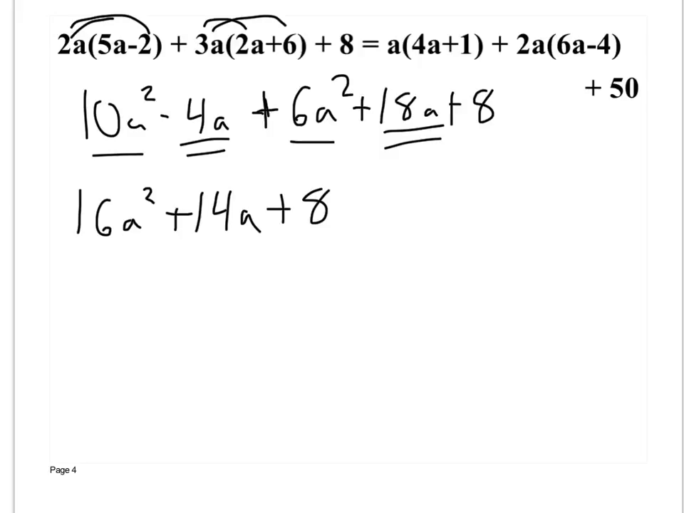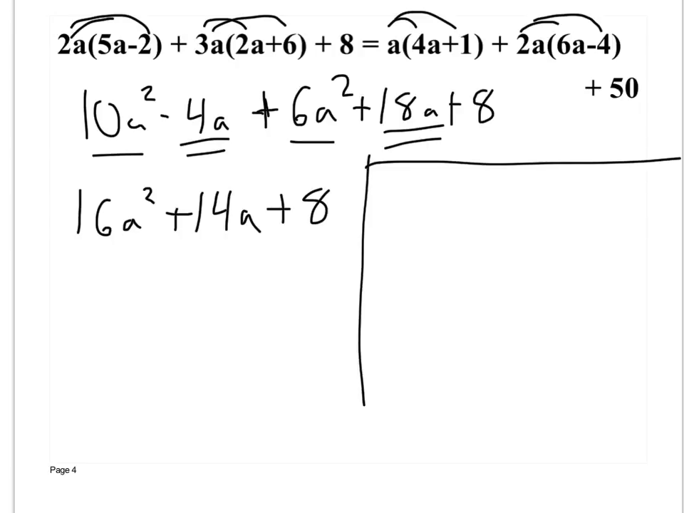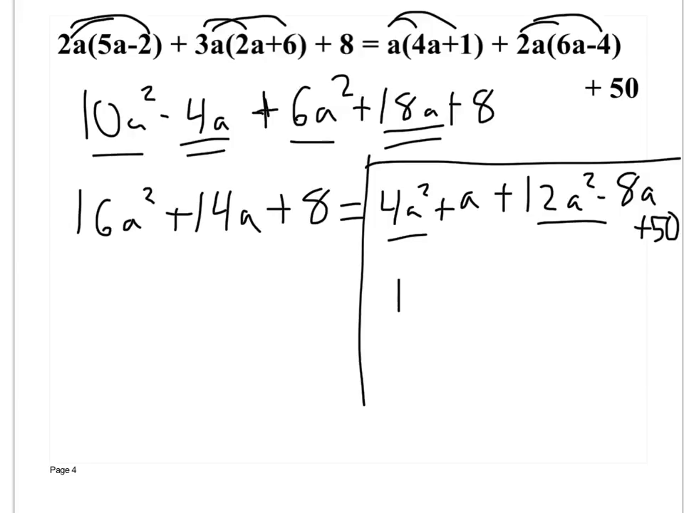There's nothing else I can do on that side. So now I'm going to work the other side. So I distribute the a out and the 2a out. a times 4a is 4a squared. a times 1 is a. 2a times 6a is 12a squared. 2a times negative 4 is negative 8a. And then we have 50 left over. So we add my like terms, 4a squared and 12a squared is 16a squared. a and negative 8a is negative 7a, and then we have plus 50.